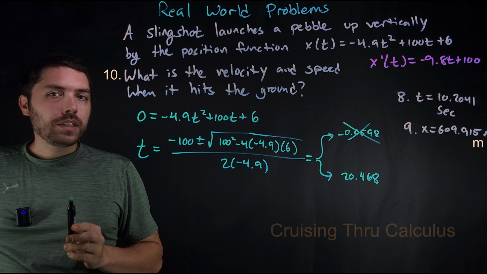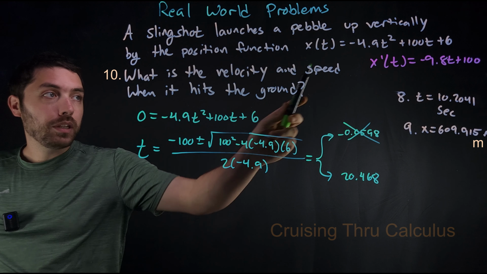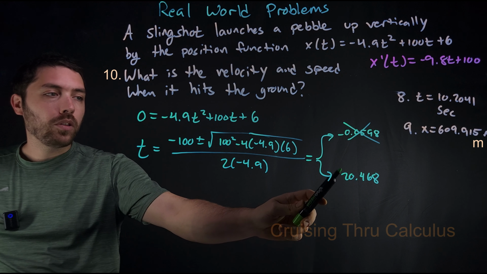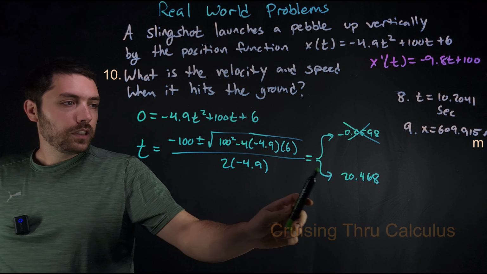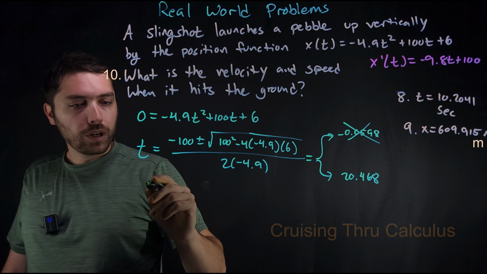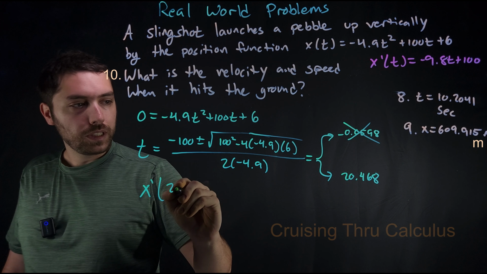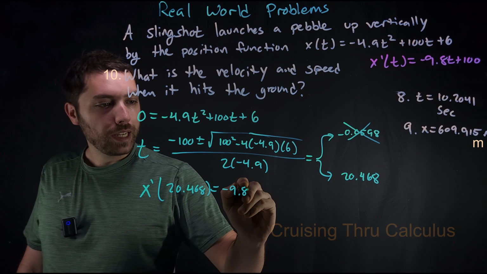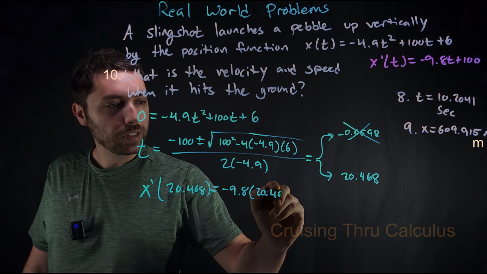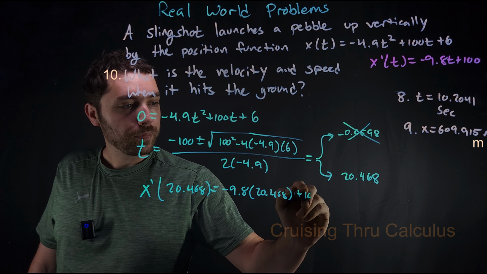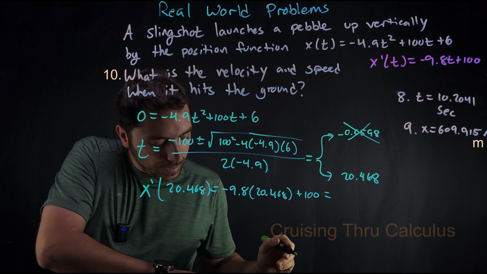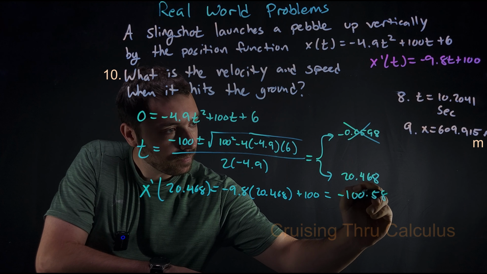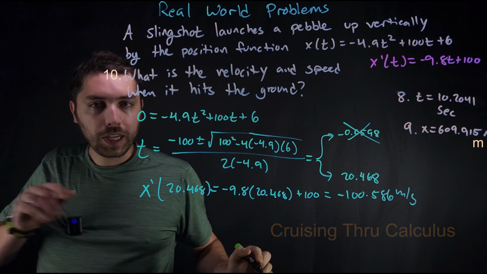So how do I figure out the velocity and speed? Well, I have an equation that will give me the velocity at any time of my choosing, and we just figured out how long it took the object to hit the ground. So let's take 20.468 and plug it into our velocity. It's going to be negative 9.8 times 20.468, and then plus 100. Now, if you plug that into a calculator, you get negative 100.586. And this is in meters per second.